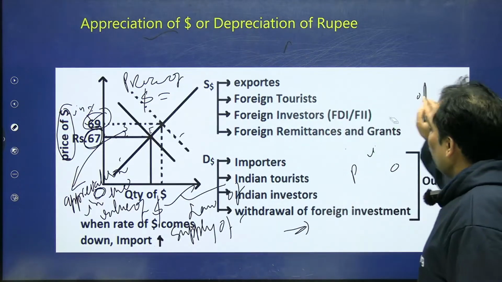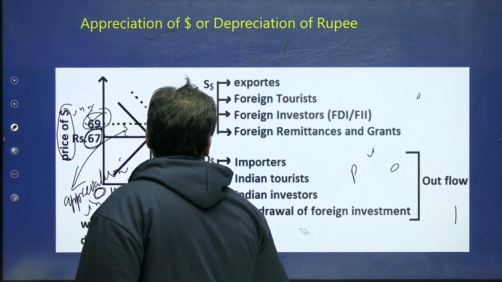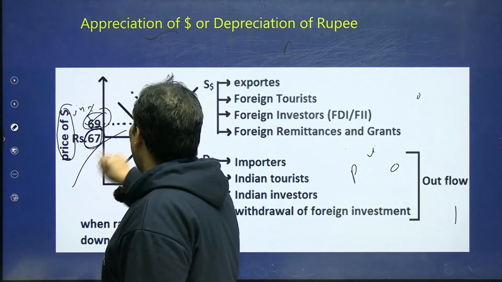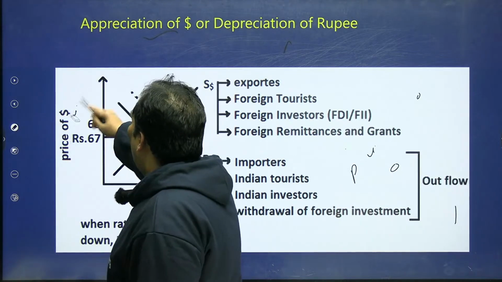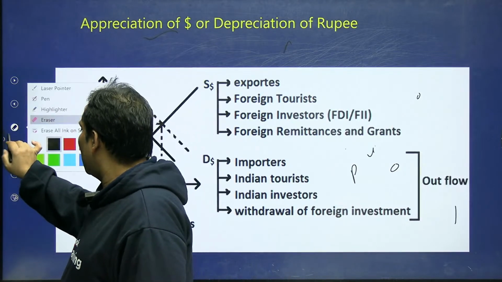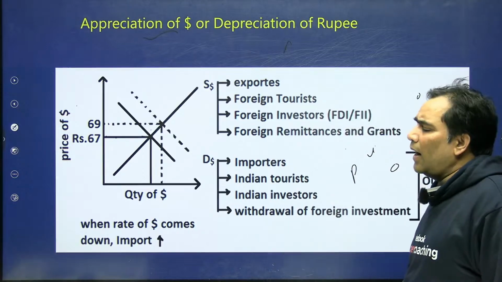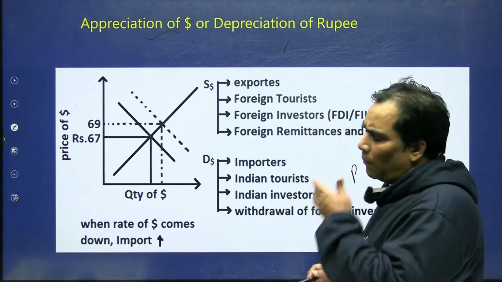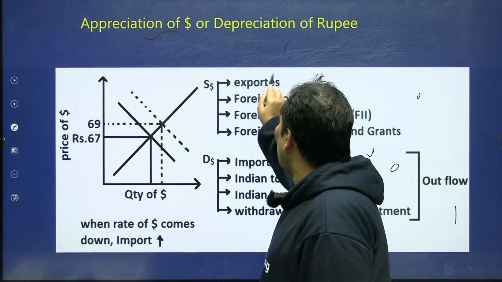Okay, now we are going to discuss from where the supply is going to take place and who is going to demand dollar. Supply means who is going to supply the dollar and who is going to demand the dollar. We are going to discuss how the dollar is going to be demanded and who is going to be a supplier of dollar. So who will supply the dollar?